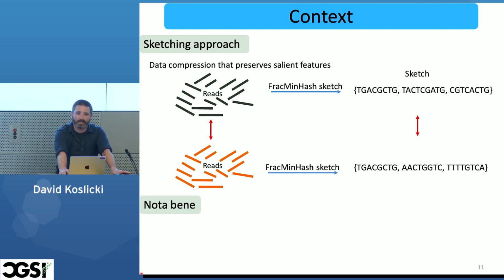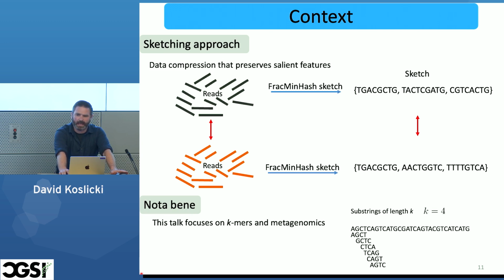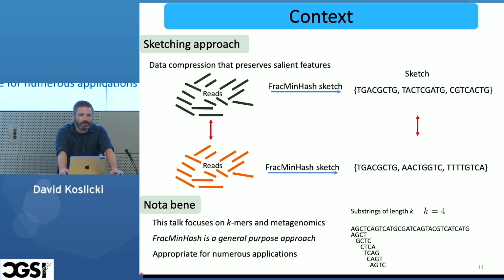Quick note, that's important. I'm talking about k-mers here in metagenomics. We're calling the k-mers, substrings of length k, like this for formers. But FracMinHash is just a general sketching technique. It doesn't care what the input data is. It doesn't care that their DNA sequences are k-mers or whatever. It's general purpose, and so you can use it for a lot of different applications.